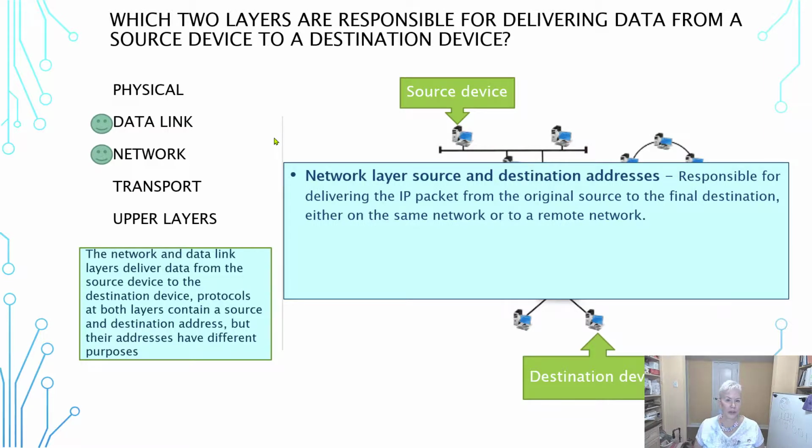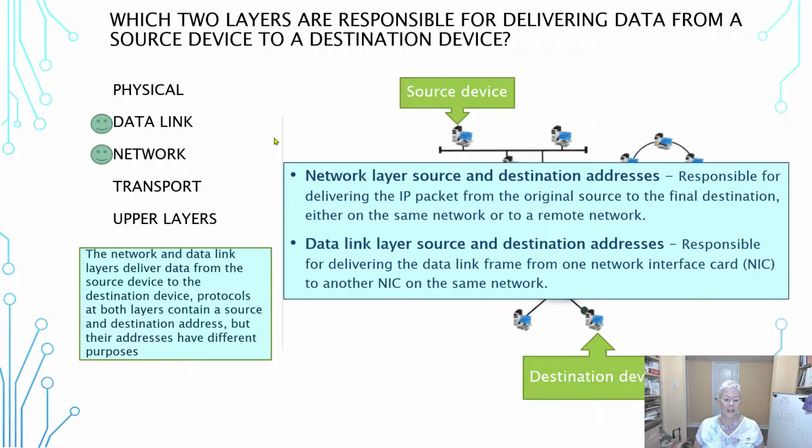Network layer source and destination addresses are responsible for delivering the IP packet from the original source to the final destination. A data link source and destination address is responsible for delivering the data link frame from one network interface card to another network interface card on the same network. That's really important. The data link layer only works within its own network. The network access layer, well, that can contact and communicate with remote networks.